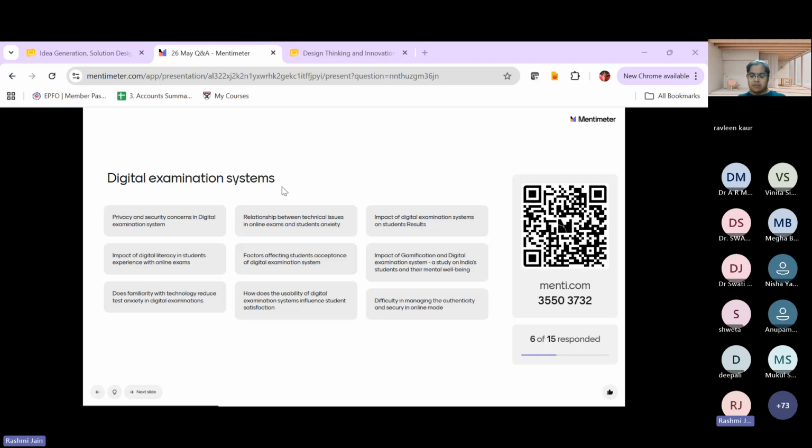So when somebody writes, does familiarity with technology reduce test anxiety in digital examination, he or she would have got an answer of yes or no towards the end. But I would suggest that towards the end, you also propose the solution: how will this reduce the test anxiety?